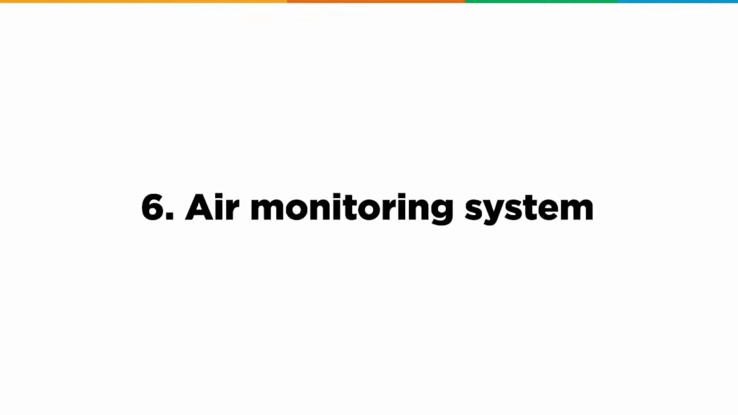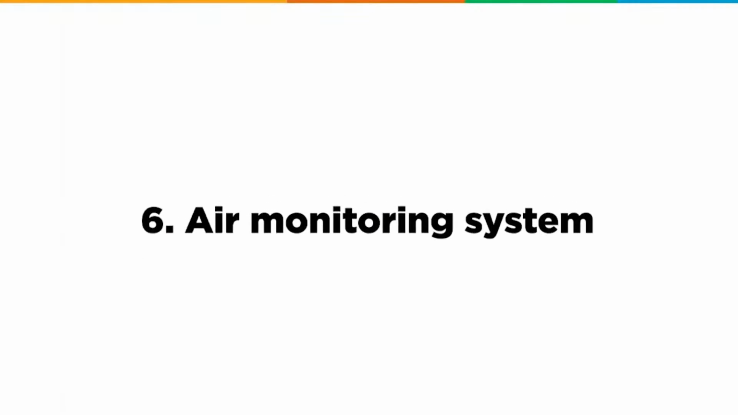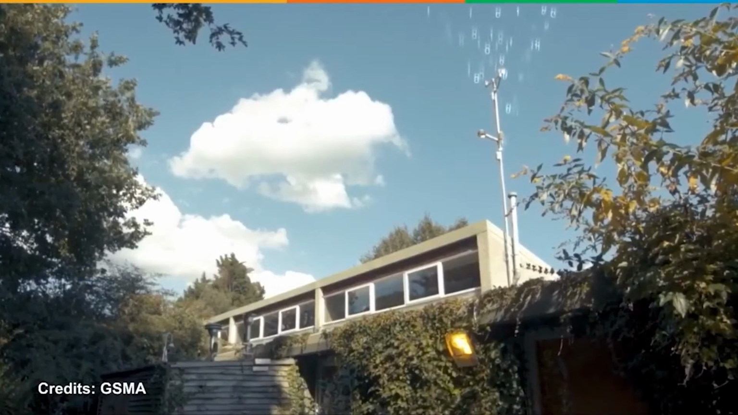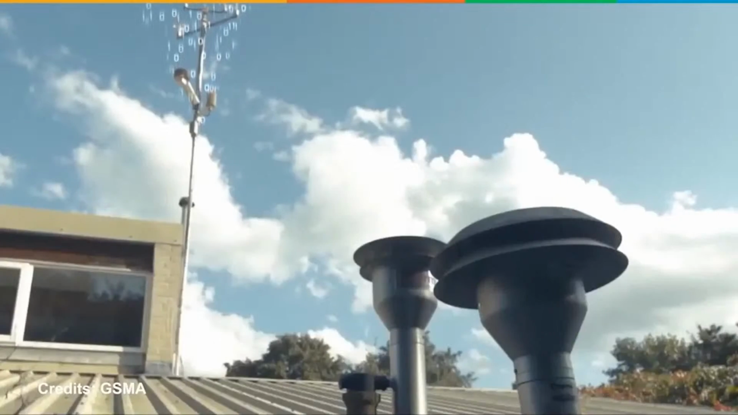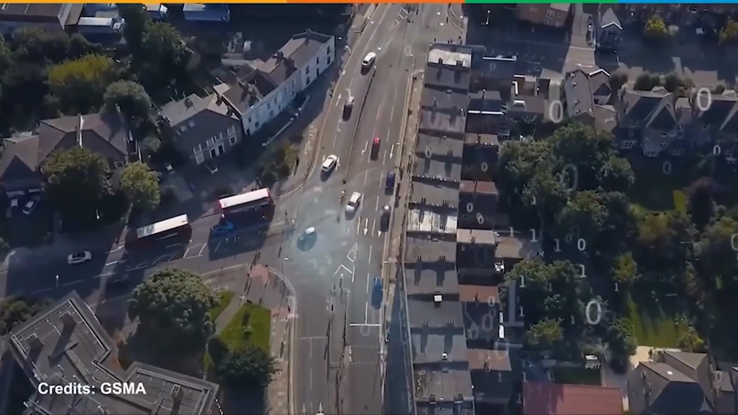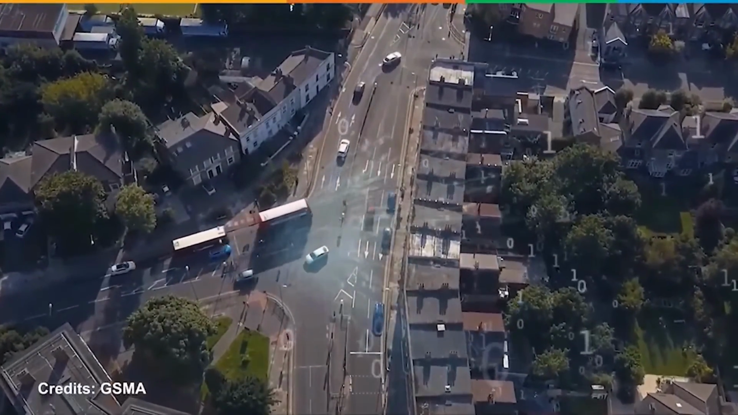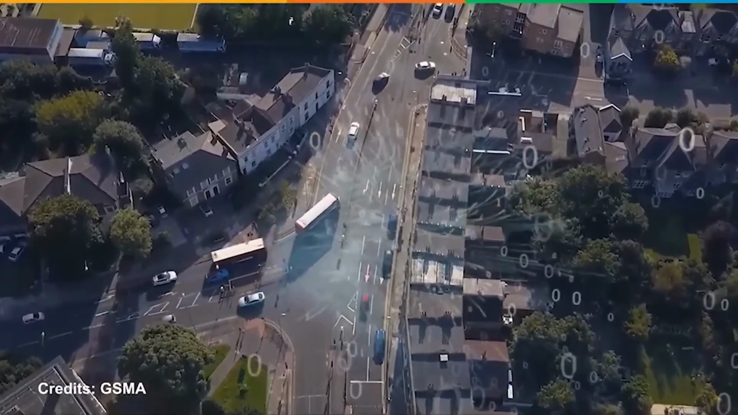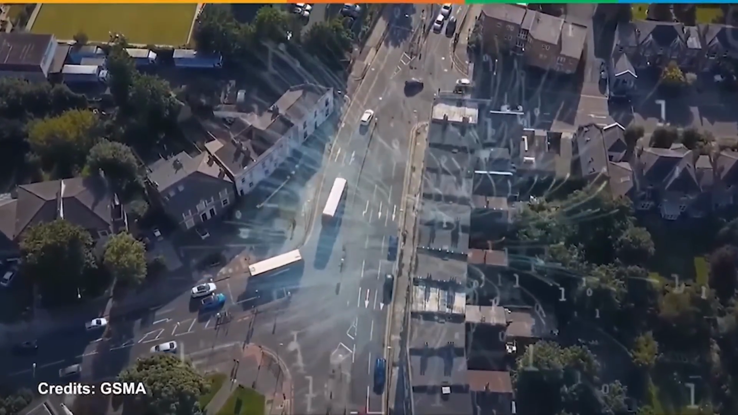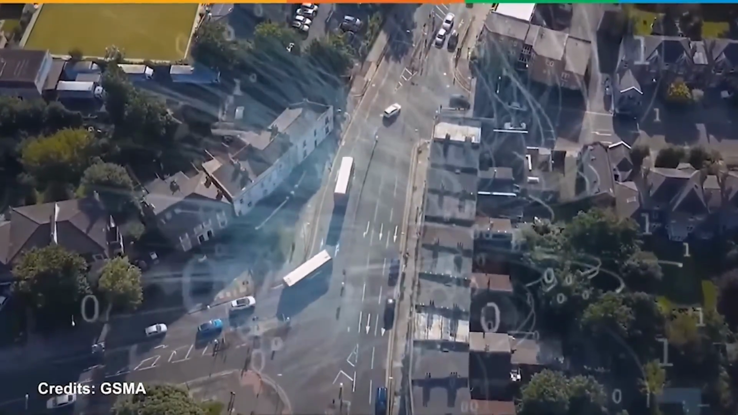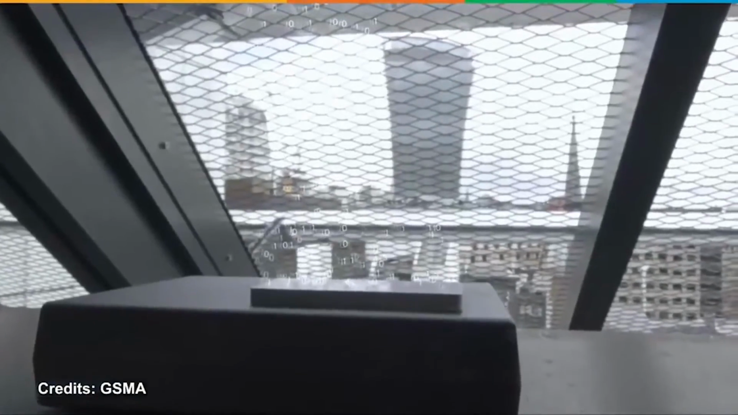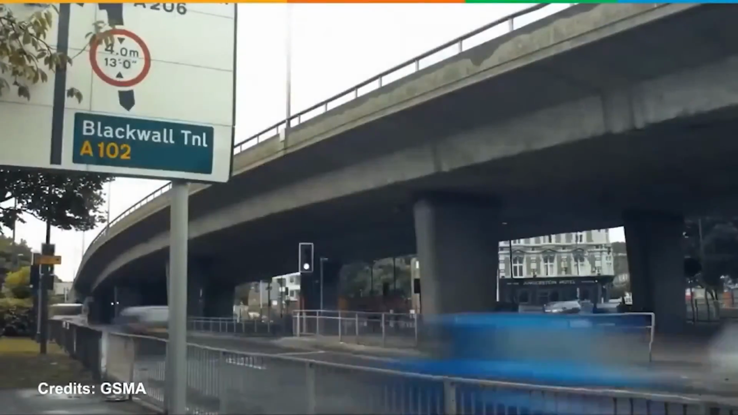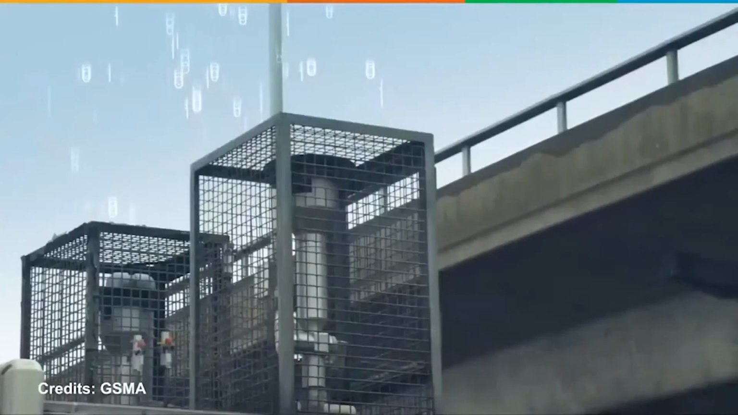At number 6, we have air monitoring system. Now, air monitoring has become crucial for the environment, and what better way to do it than incorporating IoT. The IoT system uses air sensors to sense the presence of harmful gases or compounds in the air. The data collected can be used by the local authorities to make a detailed analysis.